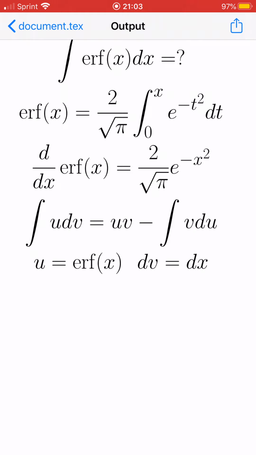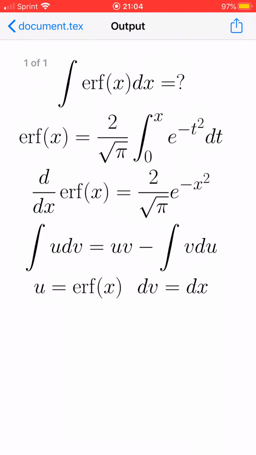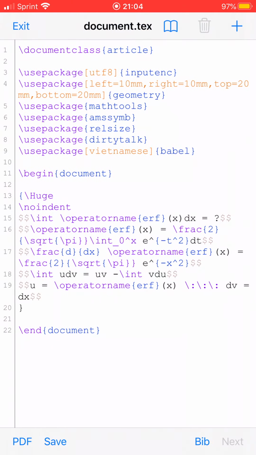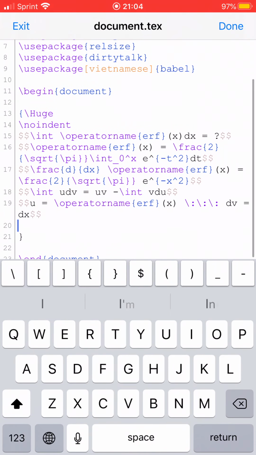And we know that the derivative of the error function is 2 over square root of pi times e to the negative x squared. So du is equal to 2 over square root of pi times e to the negative x squared dx. And now for dv equals dx, v is equal to x. So I'm gonna write those down.